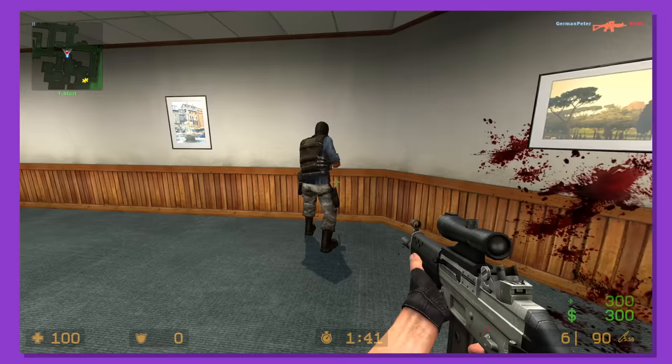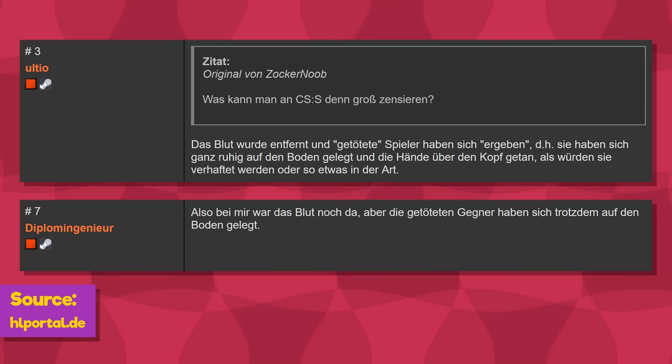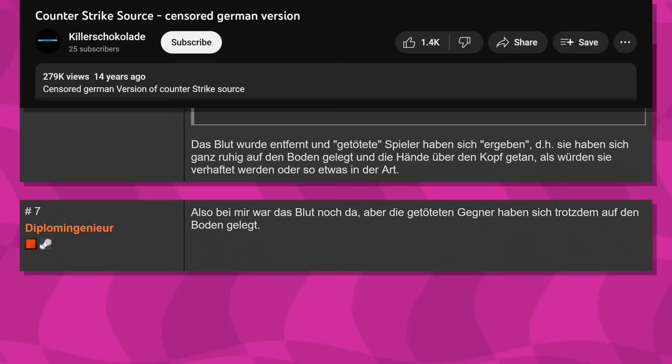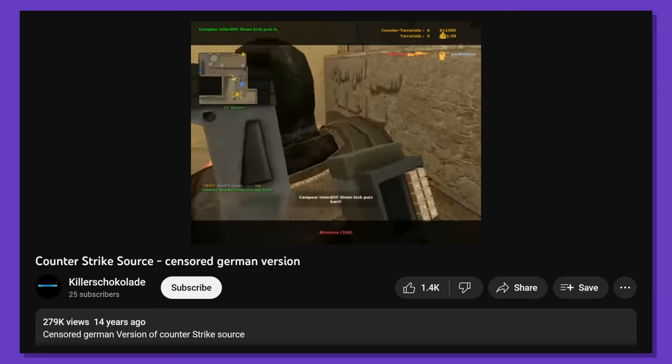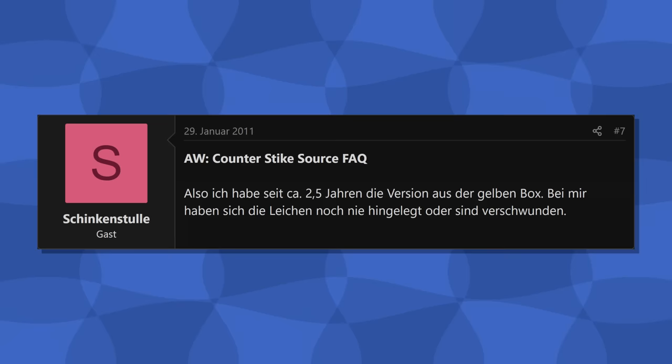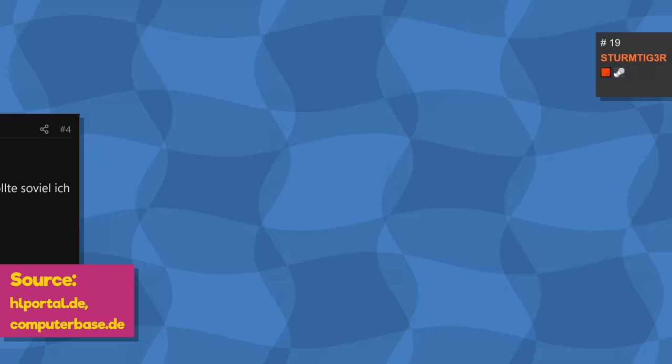Now, my game is fully uncensored, even when setting it to German. I saw some people online saying that the blood used to be removed at some point, and killed enemies would even lie on the floor with their hands behind their heads, like the hostages from 1.6. But I could only find a single video online that even demonstrated this. The oldest footage I saw on YouTube of Germans playing the game was from 2011 and did have blood and gore in it. In certain forums, people also claimed the game was never censored, or only got censored later on with a patch, but that supposedly went away in the end.